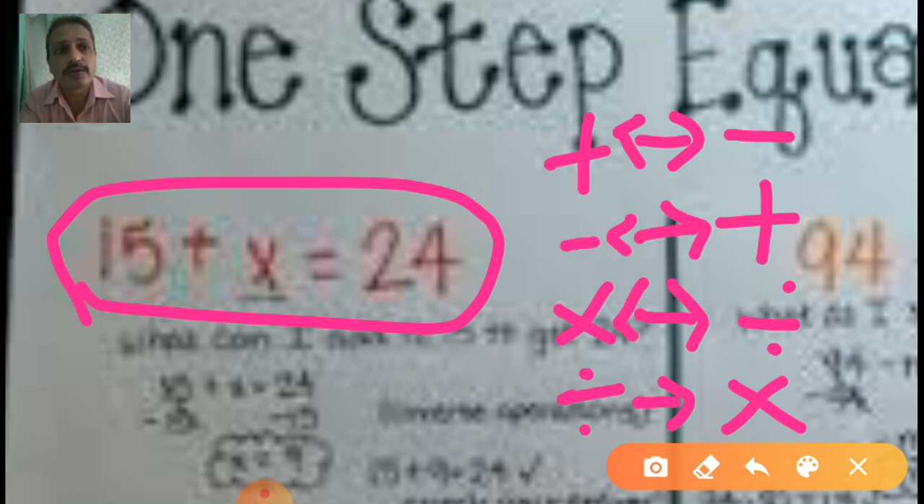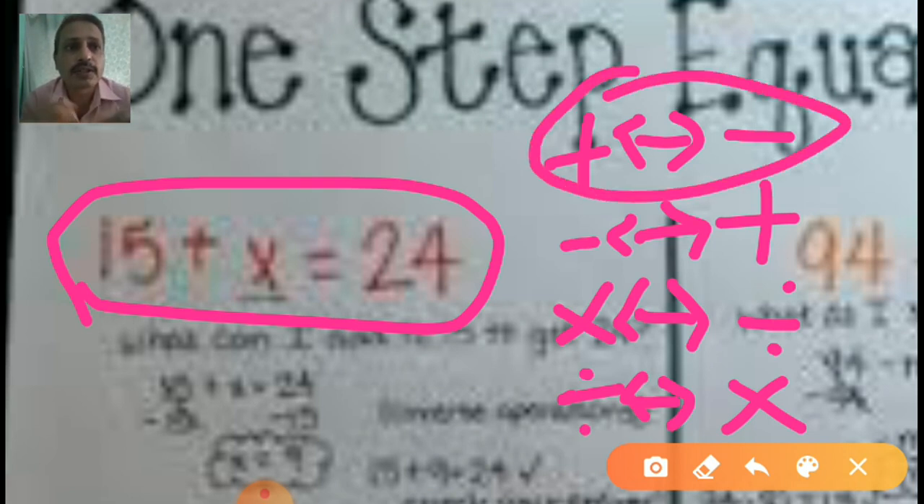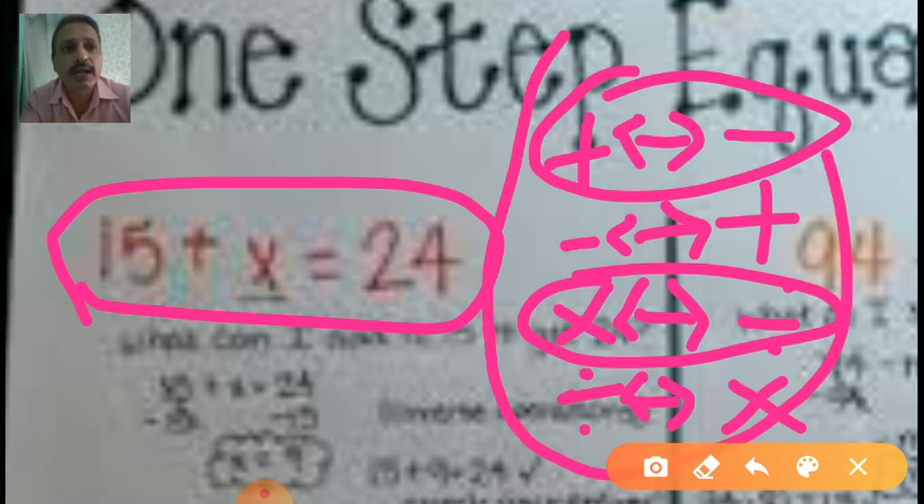Understood? Actually there are only two rules. This is the first: plus to minus, minus to plus. The second is: multiply to divide and divide to multiply. Only two are there, not four. But for understanding, we should remember all of them. This is the funda, or magic, of maths. Very good, students.